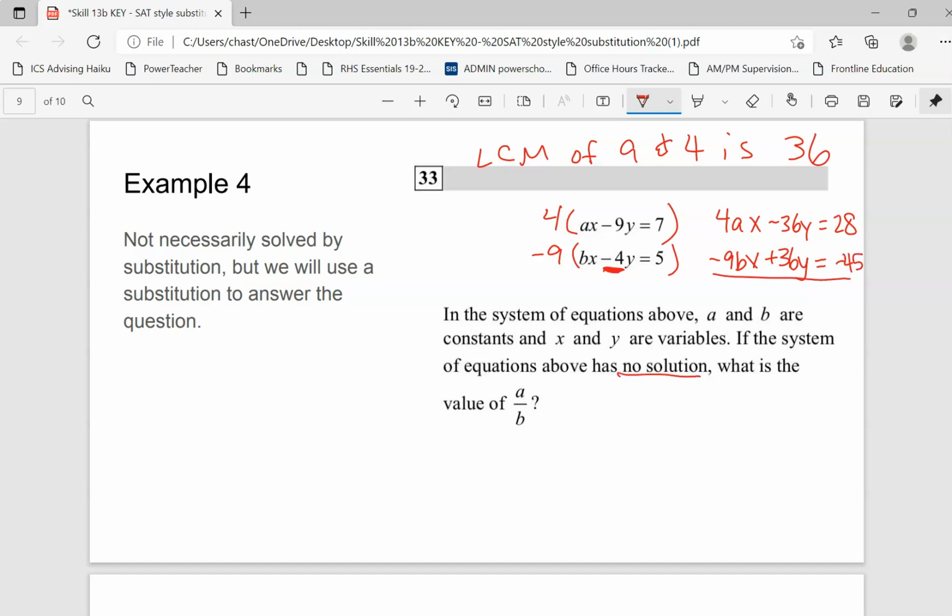Now we want no solution. So that means I need the x's and the y's to cancel out, and the y's already do. In order for these to cancel out, I need 4a minus 9b to add to 0, which means that 4a has to be equal to 9b. So I'd add 9b to both sides.